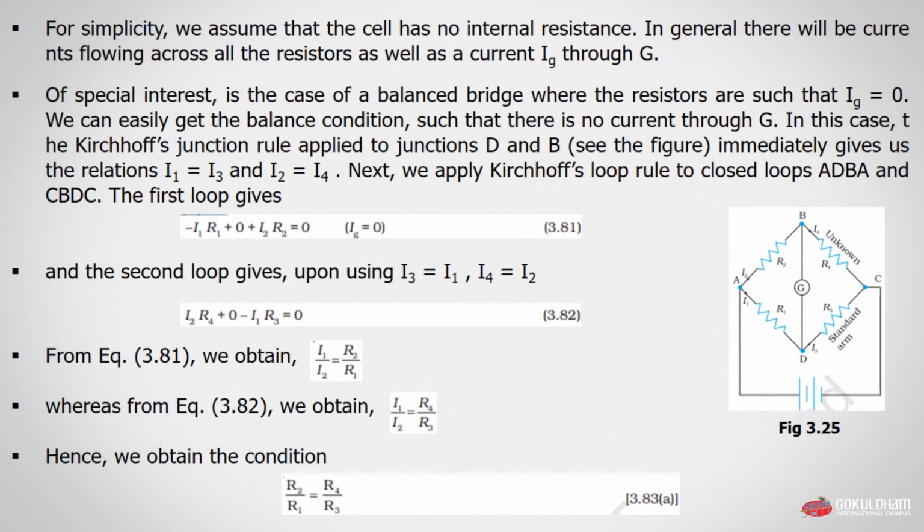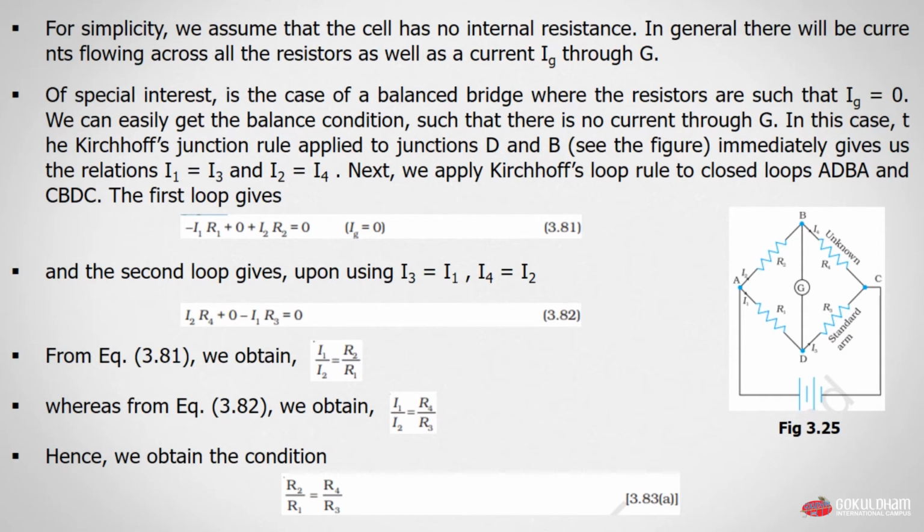In this case, Kirchhoff's junction rule applied to the junctions D and B shown in the figure immediately gives us the relation I1 is equal to I3 and I2 is equal to I4. Next, we apply Kirchhoff's second rule to both closed loops, which are loop ADBA and loop CDBC.